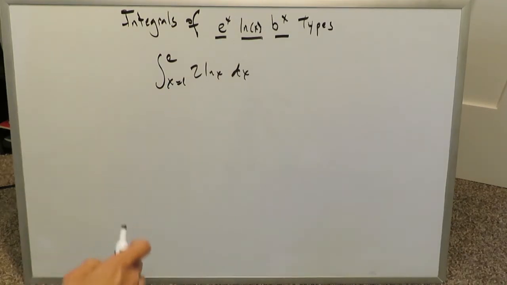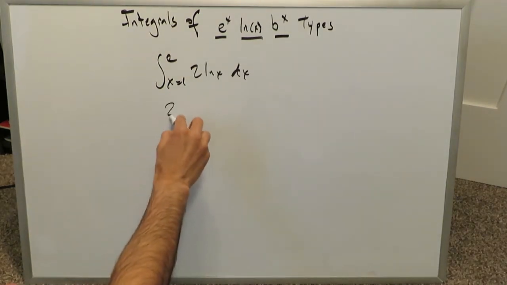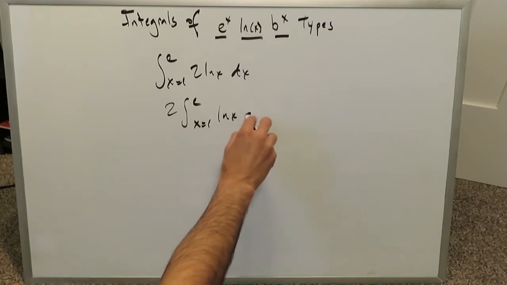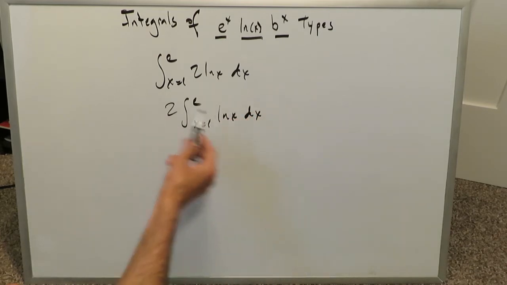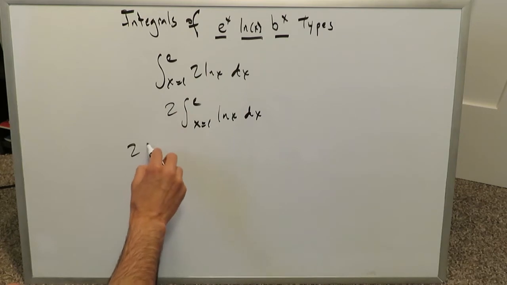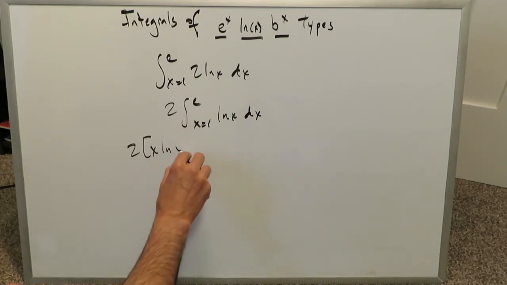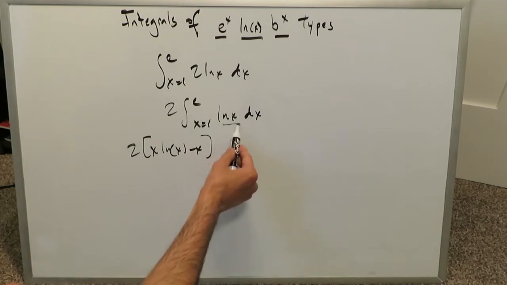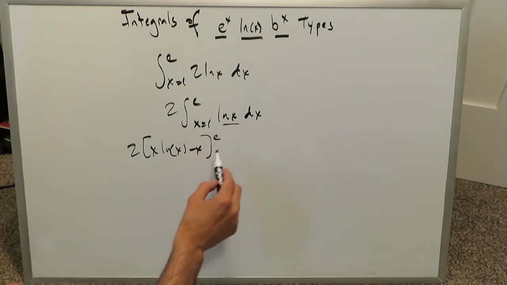This next question is not hard. You could literally push 2 outside and look at everything like this: ln x dx. We know the template for natural log x. I've shown it to you. You're going to have x ln x minus x. That's your antiderivative coming out from this, with e as the upper limit and 1 as the lower limit.